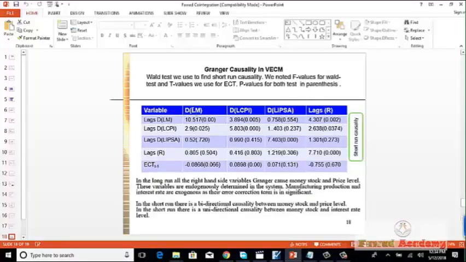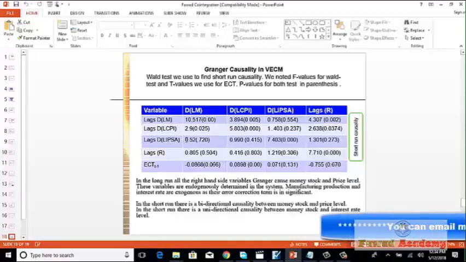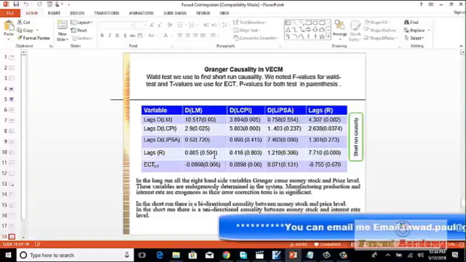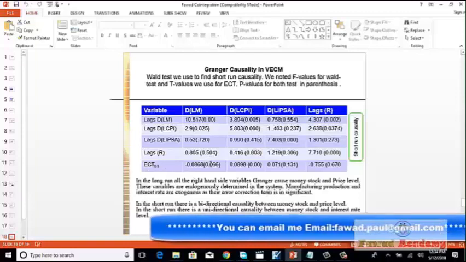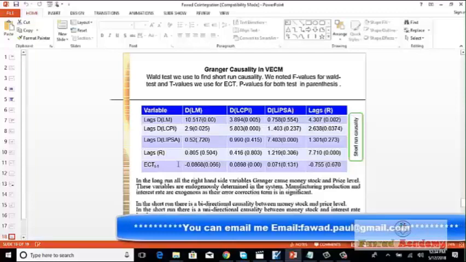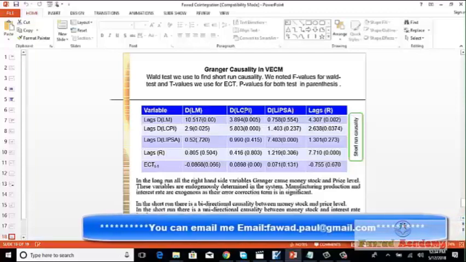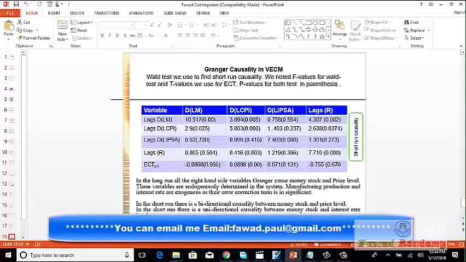The relationship between the money supply and the consumer price index is significant, meaning that in the short run inflation will cause the money supply. Industrial production will not cause the money supply because it's insignificant. Interest rate also does not cause the money supply because it's also insignificant. And the speed of adjustment is significant with a negative sign, meaning that it will be adjusted in the future. You can also calculate for these respective variables.